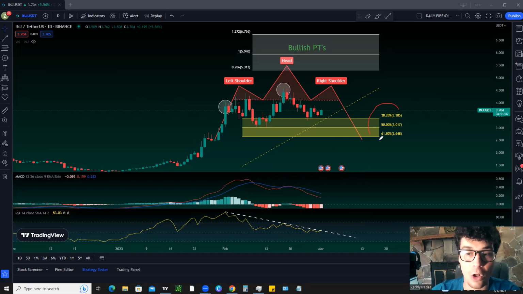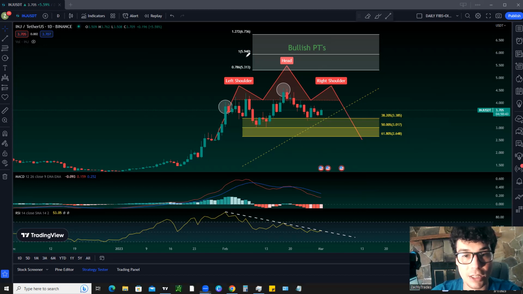Above all three of these, we have the possibility to continue bullishness. So even if we break 3.385, we have 3.017 and 2.648 as some of the major levels that we really need to hold above, right? We have our move up. If we come down even to the 61.8, it's still healthy retracement territory, and we could end up making new highs and hitting our bullish price targets to the upside.